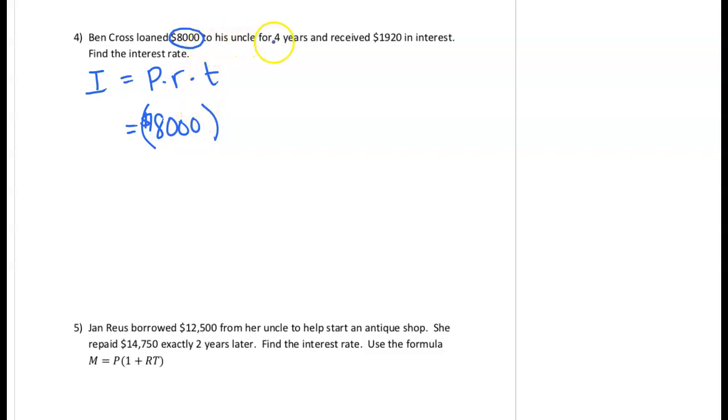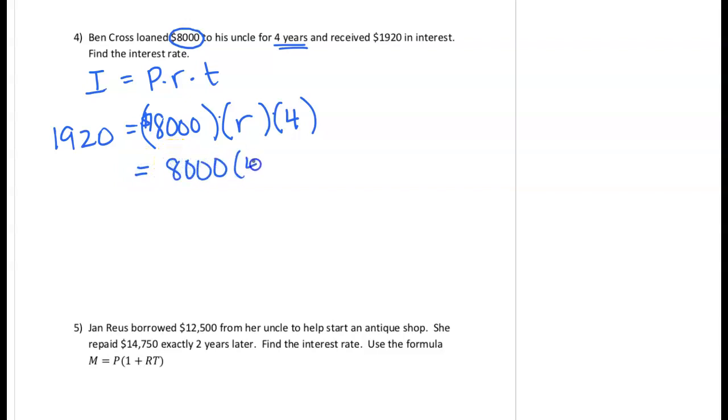We know that time is 4 years. So I don't know the R yet. Time should always be considered in years, so time is just 4. And then the interest received is $1,920, so that goes over here on the left for the I. Now I'm going to simplify the right-hand side. We don't typically see 8,000 times R times 4. We would typically see the variable at the end, and because this is multiplication, we can rearrange them and multiply in any order and still get the same value. 8,000 times 4 times R on the right-hand side.